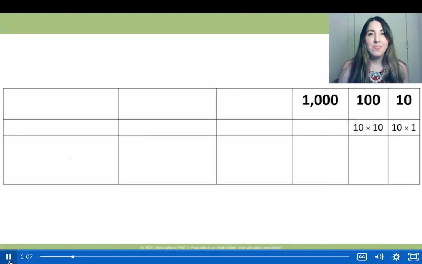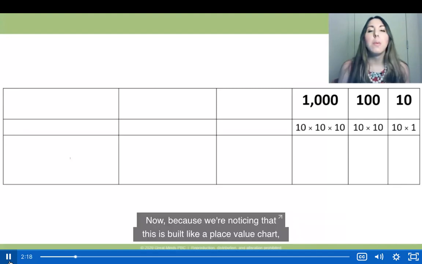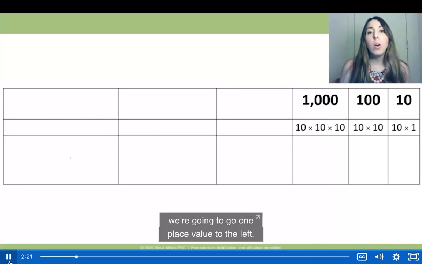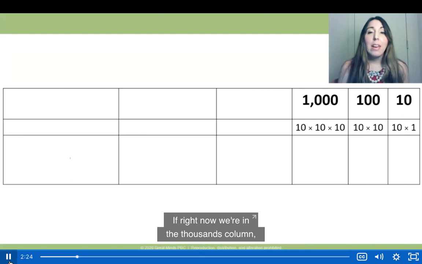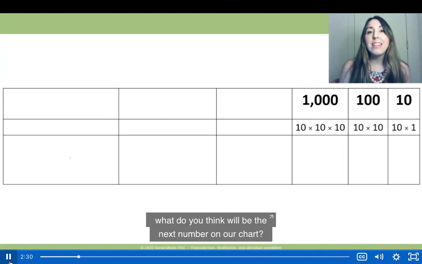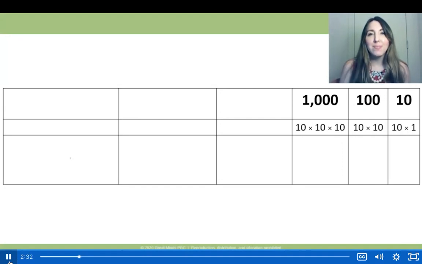Now, because we're noticing that this is built like a place value chart, we are going to go one place value to the left. If right now we are in the thousands column, what do you think will be the next number on our chart? 10,000.